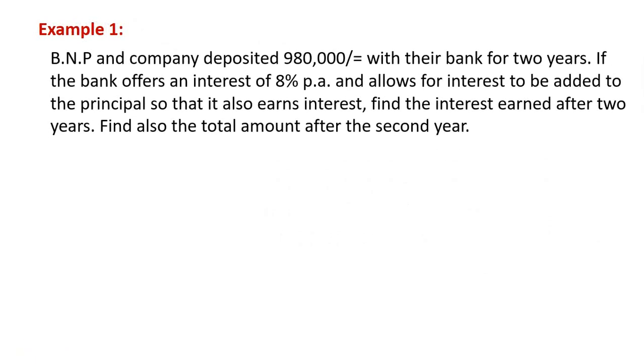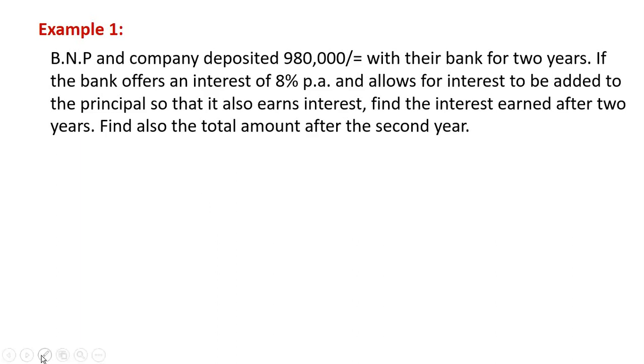Example 1: B and P company deposited 980,000 shillings for 2 years. If the bank offers an interest of 8% per annum and allows for interest to be added to the principal so that it also earns interest, find the interest earned after 2 years. Find also the total amount after the second year.